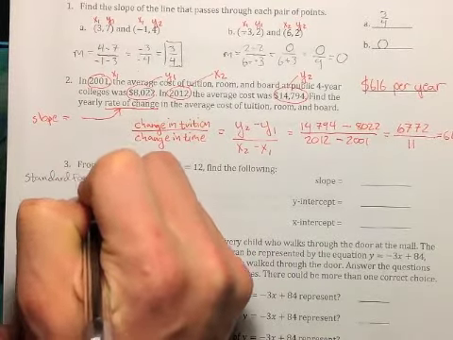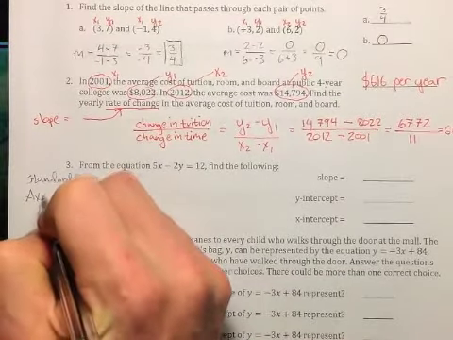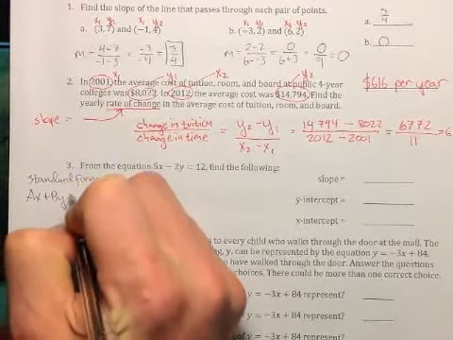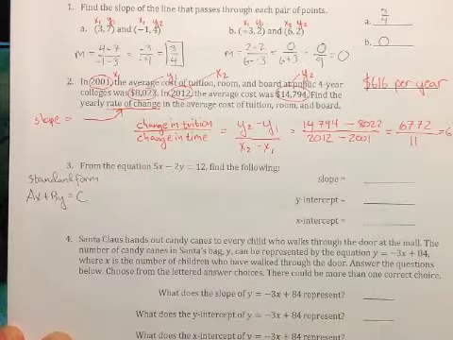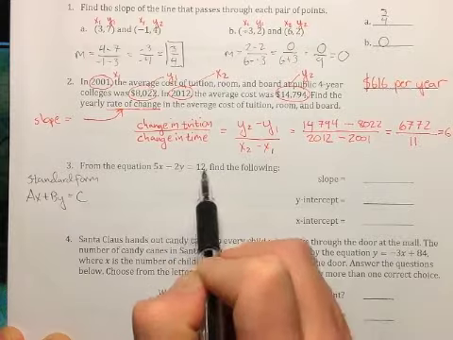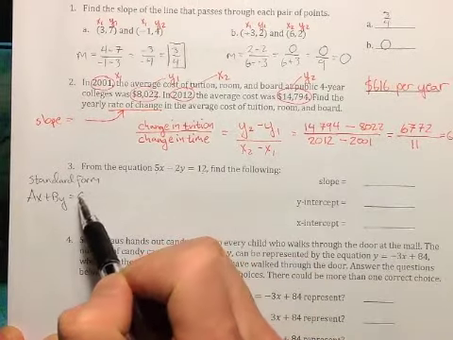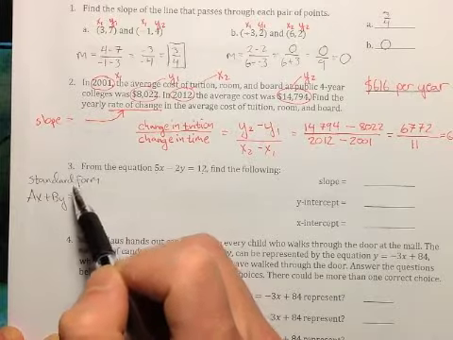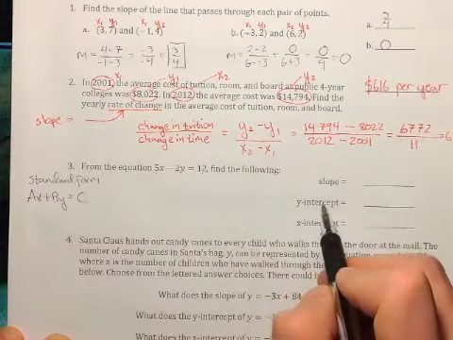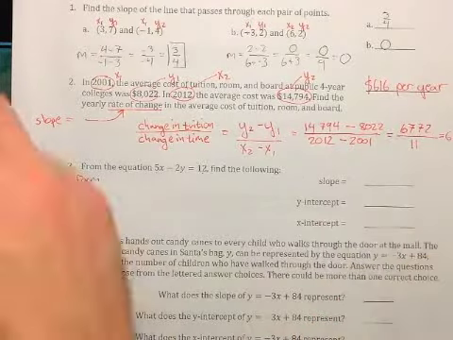Standard form. Okay, ax plus by equals c. Okay, a is 5, b is -2, c is 12. Now, standard form is nice because it allows you to find the y-intercept and the x-intercept very easily. Okay, and this is what we do.